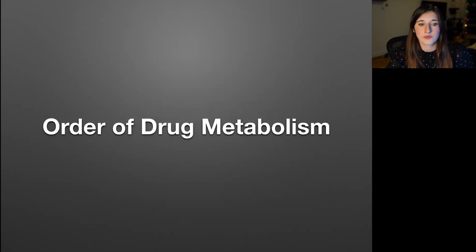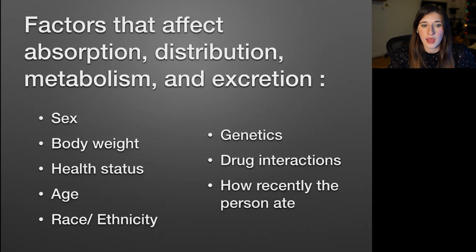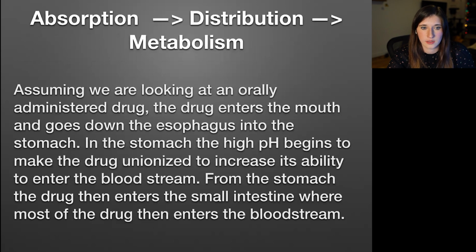So, just to review quickly the order of drug metabolism in general, we have absorption, distribution, metabolism, and excretion. And these are all affected in one way or another by sex, body weight, health status, age, race, genetics, drug interactions, and how recently a person ate. Not necessarily will all of these be affected by how recently a person ate, but it is something that affects metabolism in general. So those are just all things that affect metabolism in general.